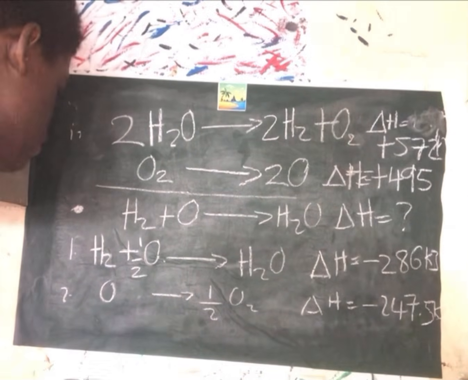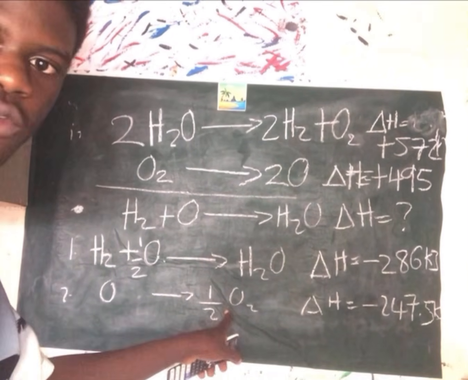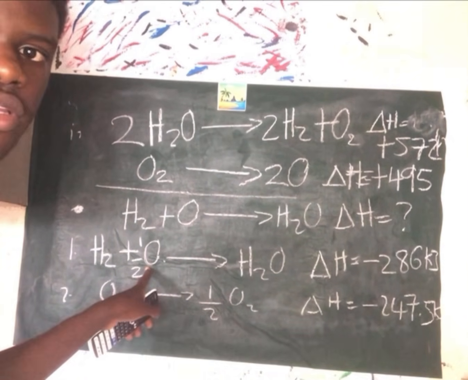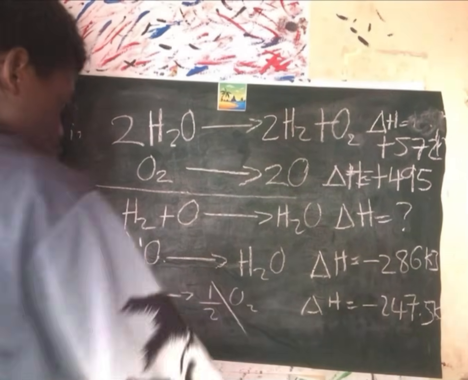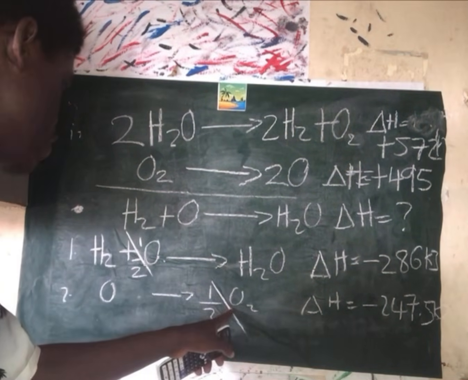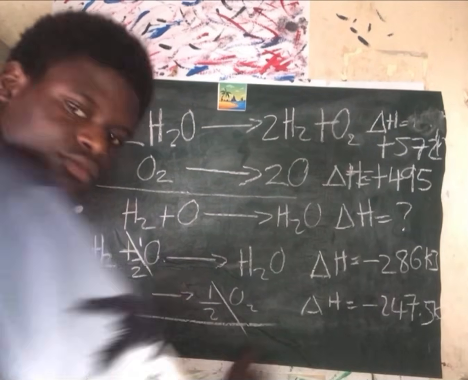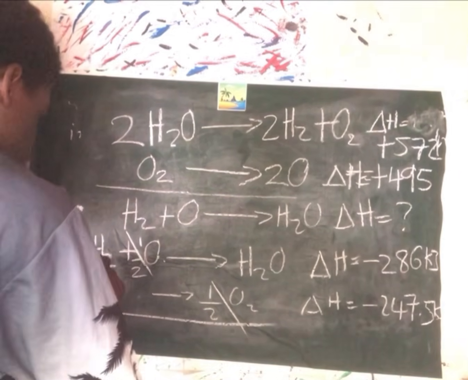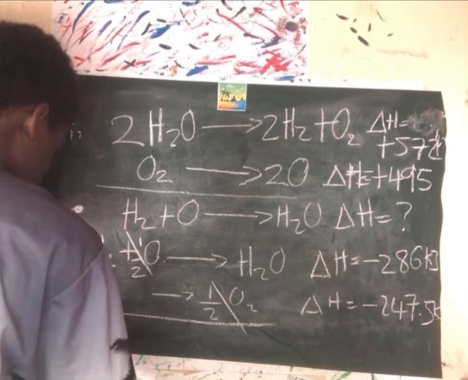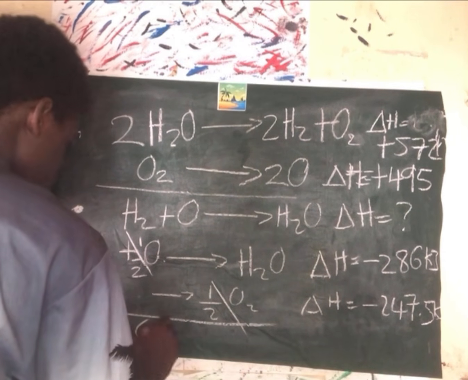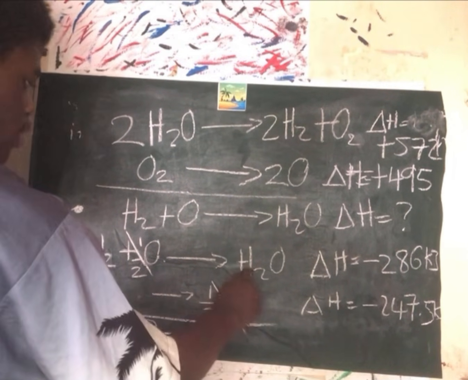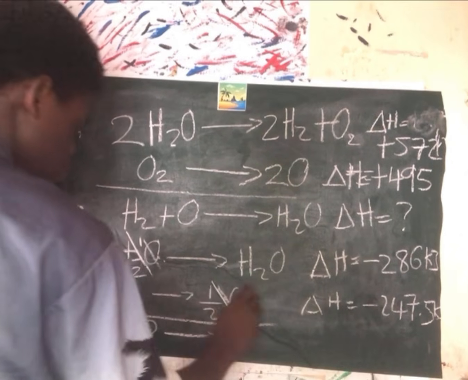Let me show you what I'm talking about. Look here, we have half O2 here and we also have half O2 here. This one will cancel this one, because this one is on the reactant side and this one is on the product side. So when this has cancelled, the overall reaction will be, can you see it here? We write everything on the reactant side: H2 plus O, giving H2O, because we cancelled the half O2.